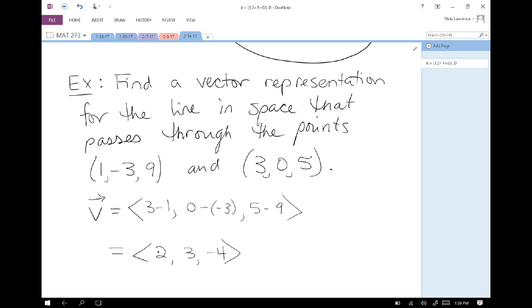So for this one, there are 4 obvious different answers that we could get if you do your subtraction differently when you set up your vector, and then if you use a different point when you set up your equations. There's already 4 different answers you could get that are all correct.